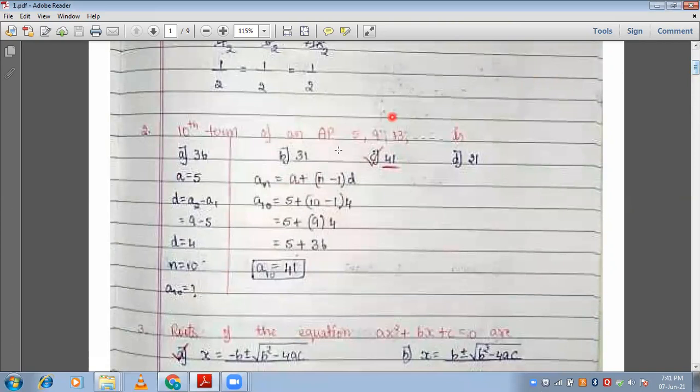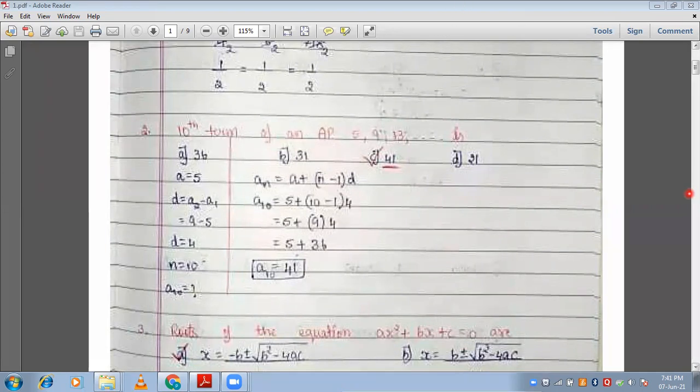Second question: the 10th term of an AP 5, 9, 13, and so on is dash. You need to find the 10th term. So, what is the formula? The nth term, an is equal to a plus n minus 1 into d. This is the first term, a. d is equal to a2 minus a1, 9 minus 5, so d is equal to 4, and for the 10th term n is equal to 10. Substitute all the values into the formula. You will get a10 is equal to 41.